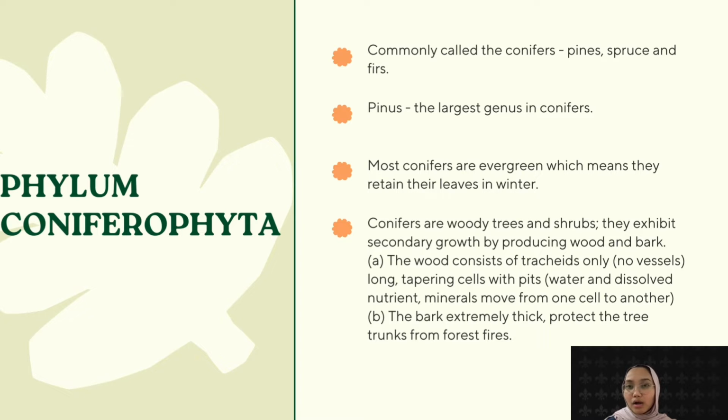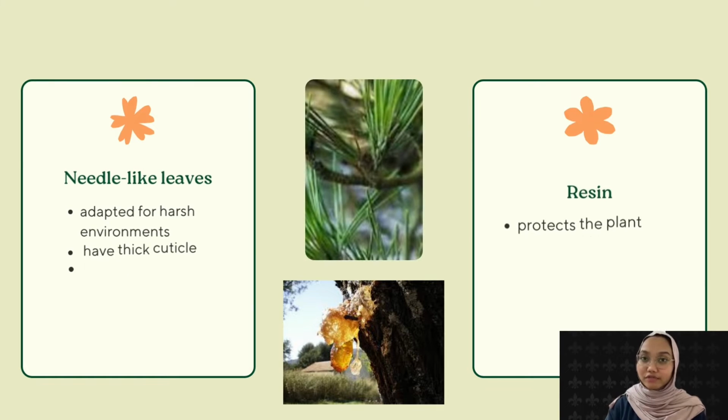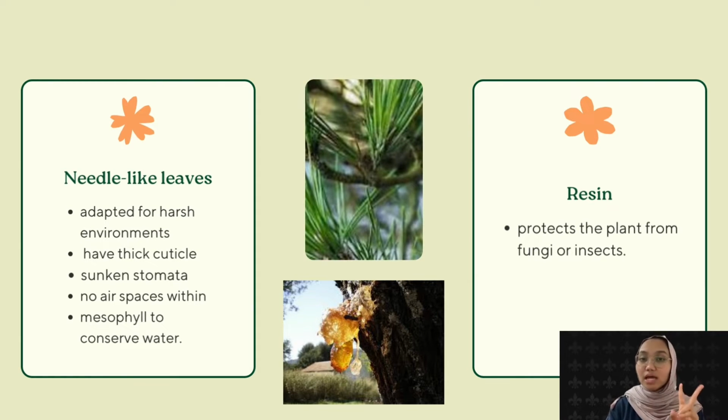The roots contain only tracheids and no vessels. A tracheid is a long, tapering cell with pits, which allow water and dissolved nutrients to move from one cell to another. And the bark is extremely thick, and it helps protect the tree trunks from forest fire. Next, we must know that conifers have these 2 important features, which are needle-like leaves and resin. Both of these help the conifers adapt to their environment.